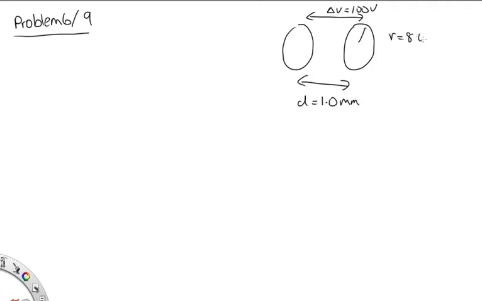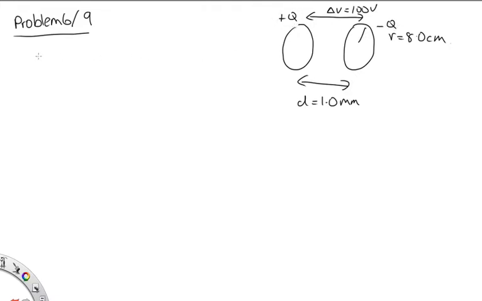In this problem, we have a parallel plate capacitor. There's a voltage difference of 100 volts between the plates. There's a distance, d is equal to 1.0 millimeters between the plates. Each of the plates has a radius of 8 centimeters. And because it's a capacitor, one plate has a charge plus Q and the other minus Q. We're asked to find this Q.